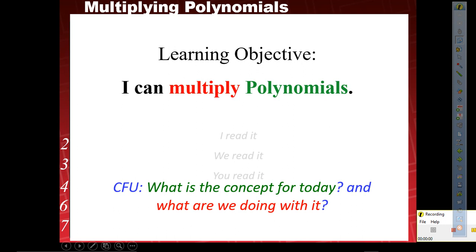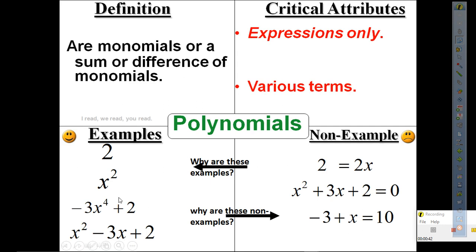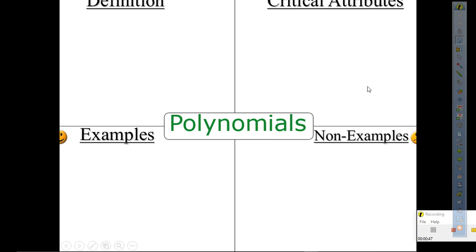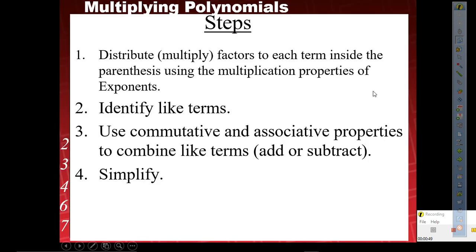Monomials. Yes. So yeah, monomials, or the sum or difference of monomials, and then you've got examples, non-examples, and some hashtags. You don't need steps. We already have the steps that we wrote down. So I'm going to go straight to the practice.